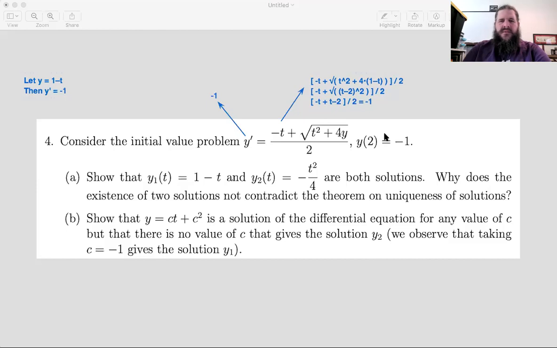One unique solution? Yeah, typically we expect one unique solution for the initial value problem. Ideally, the differential equation has many solutions, but only one of them passes through that point, that initial value. So we've got a problem here. We've got two different solutions that both pass through that same initial value. So we've got to be careful about checking this with the existence and uniqueness theorem.